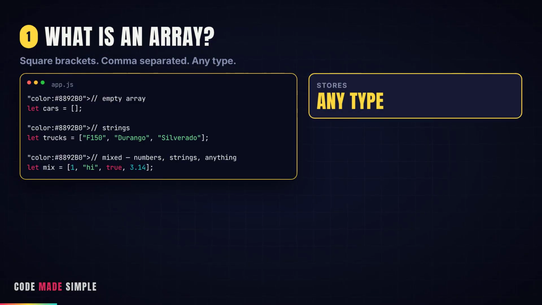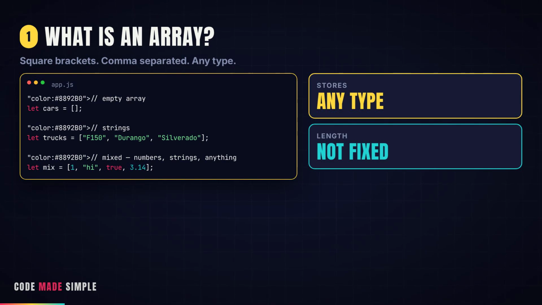Square brackets, comma separated, numbers, strings, dates, objects, any type, all in one variable. And unlike other languages, the length is not fixed. Grow it, shrink it, whenever you want.